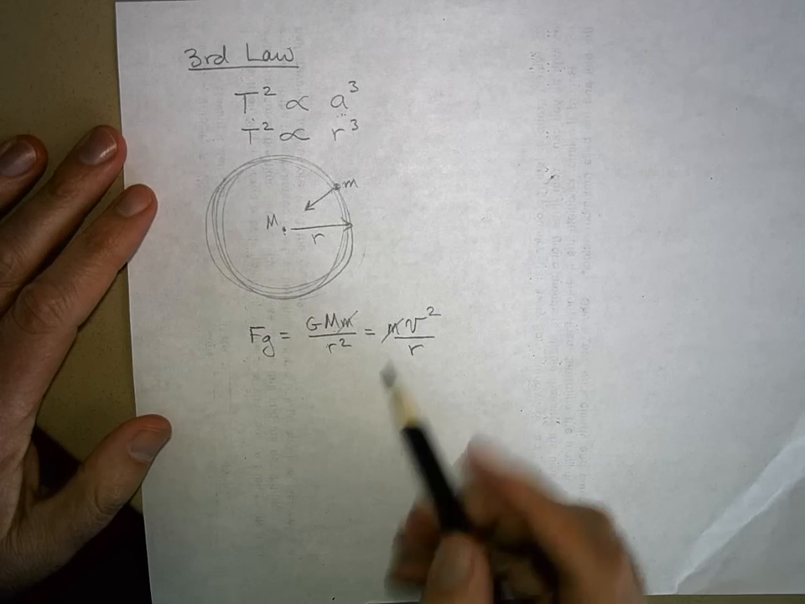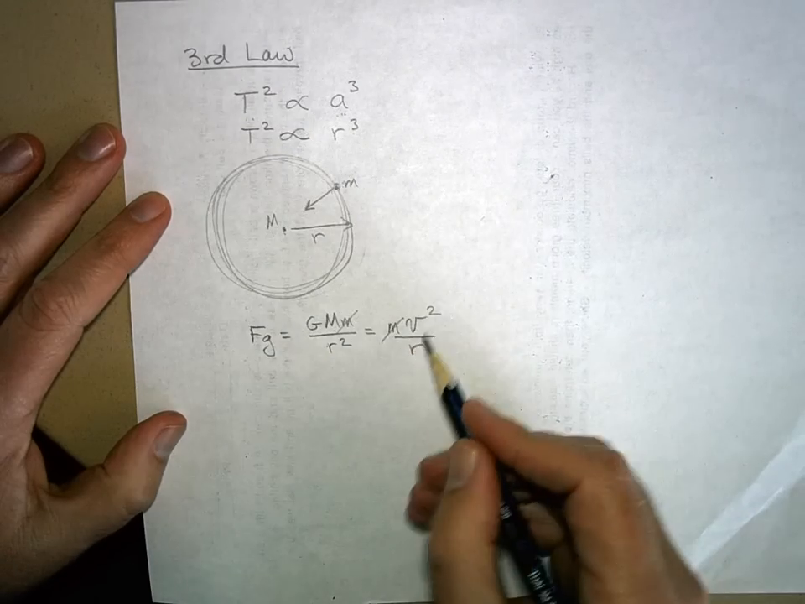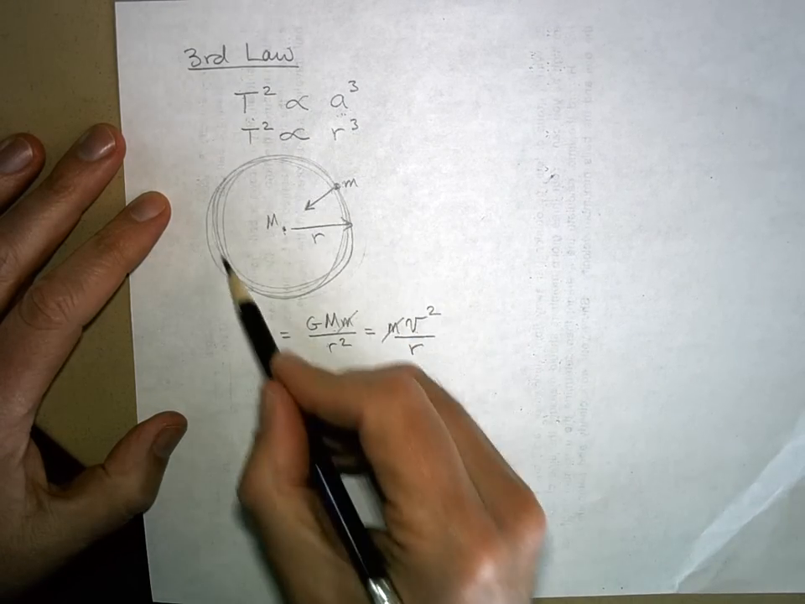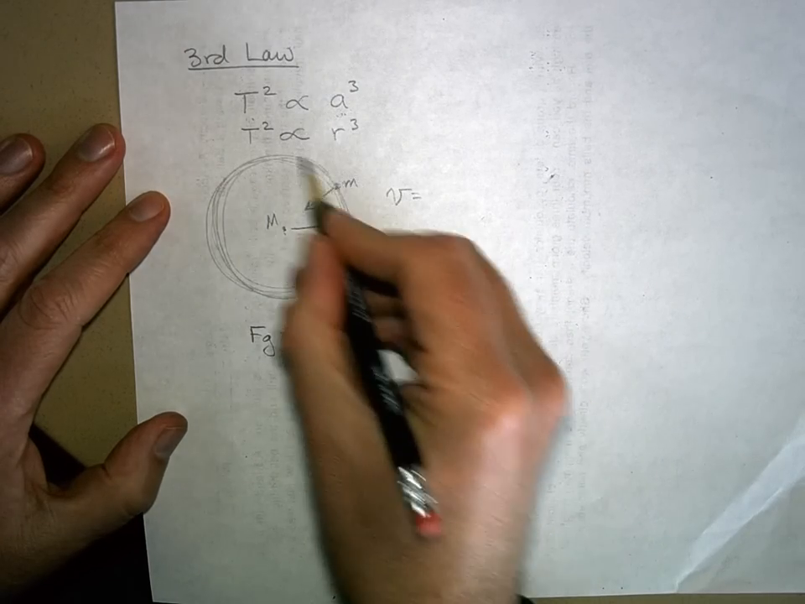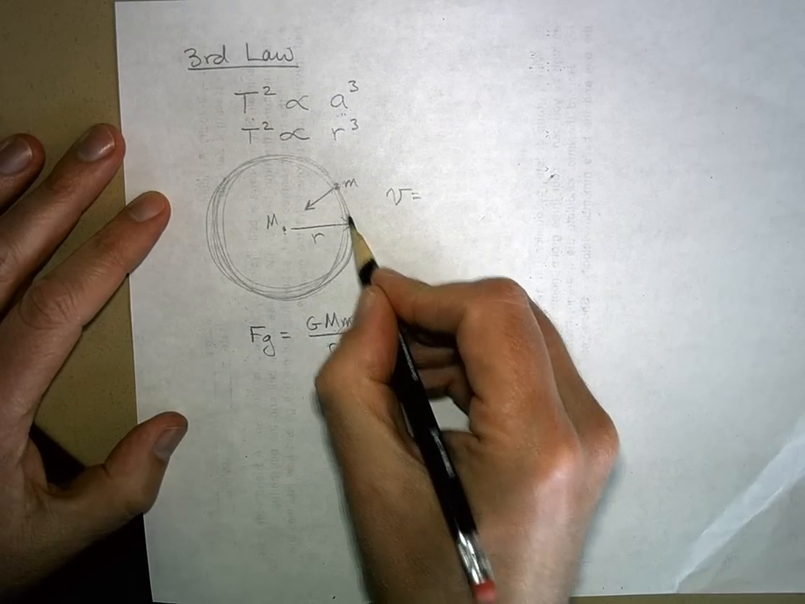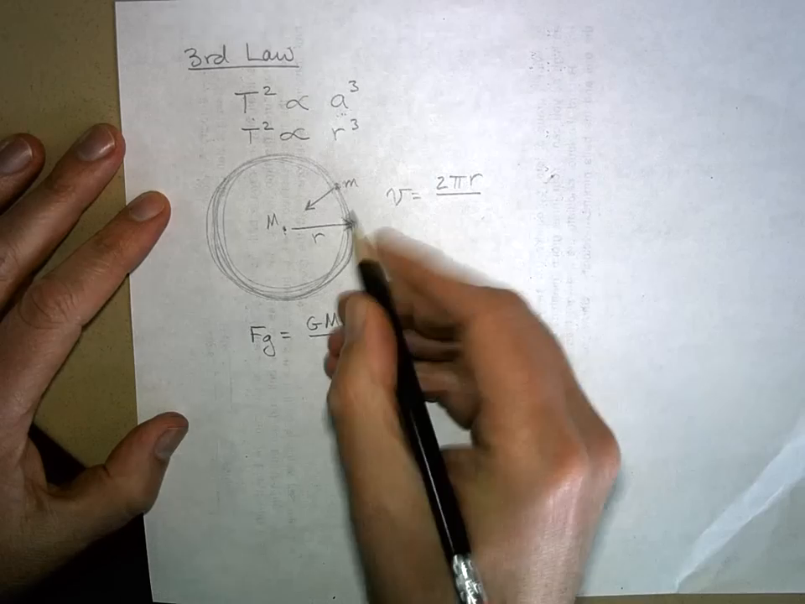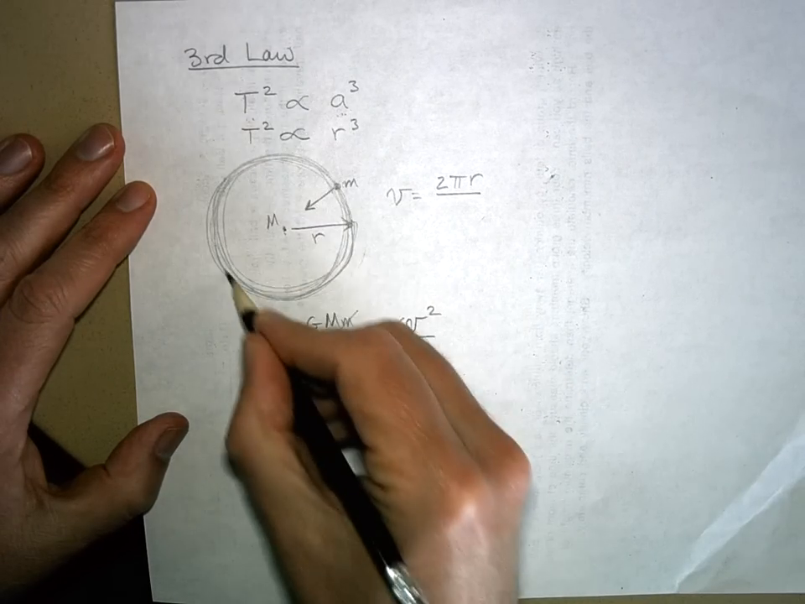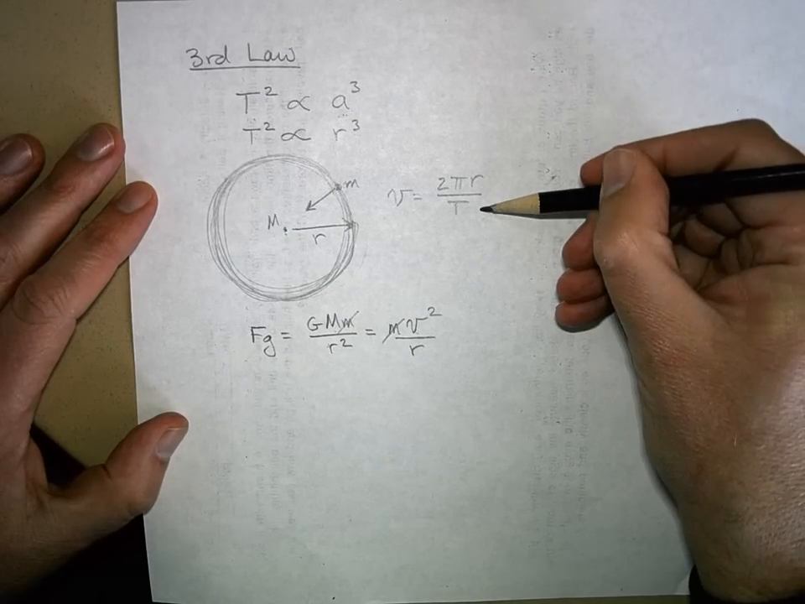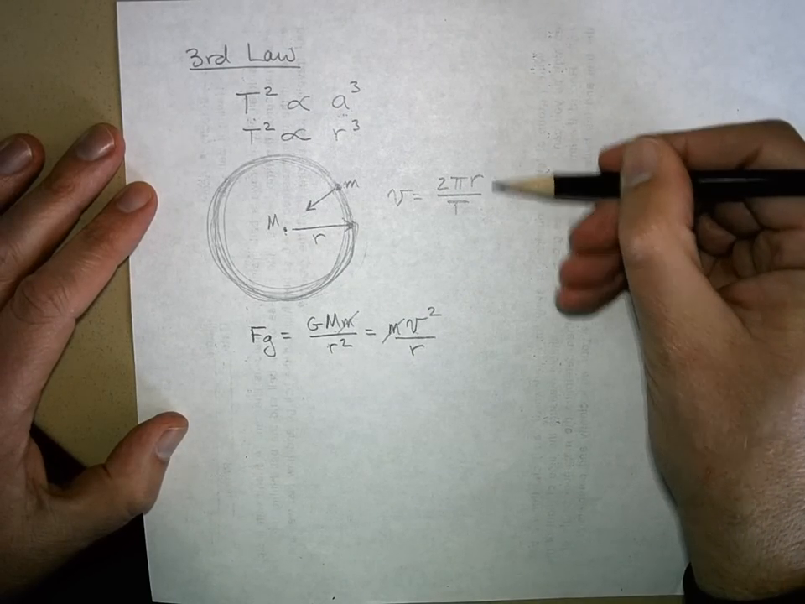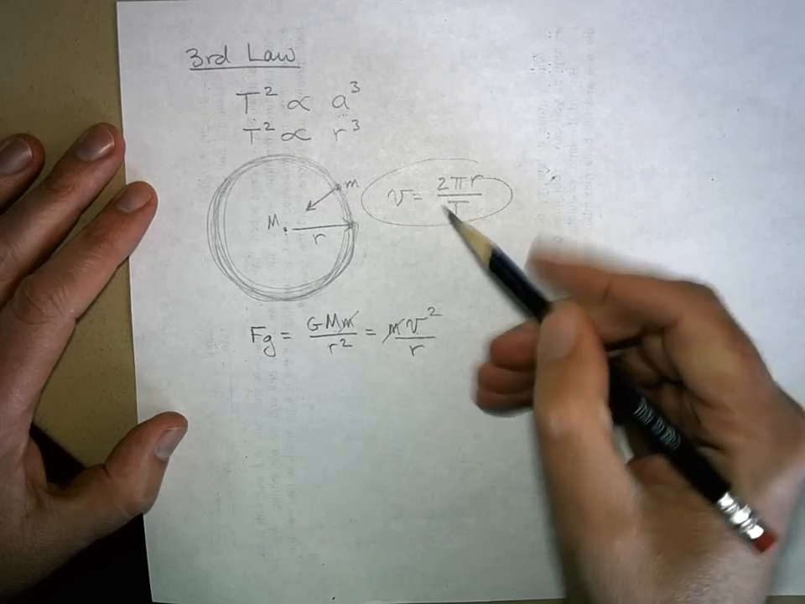Now I'm going to make the observation that the speed of the planet is constant as it goes around its circular orbit, and the speed is equal to the distance divided by the time. If the distance is one time around, that distance is 2 pi r. And if the time it takes to go around one time is called the period, then my speed is the distance around the sun divided by the period. And now I'm going to substitute this in here.